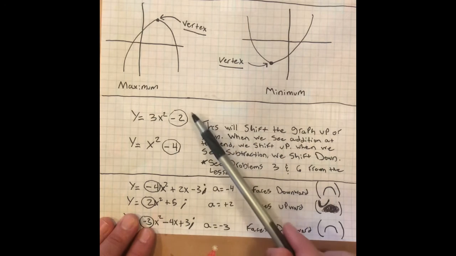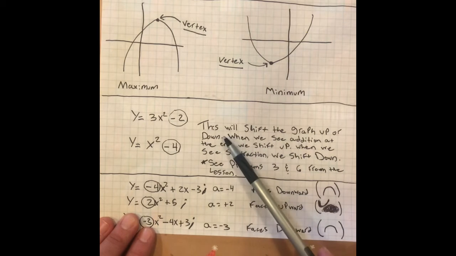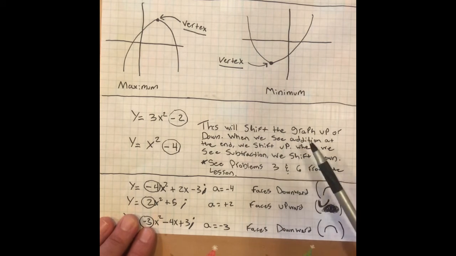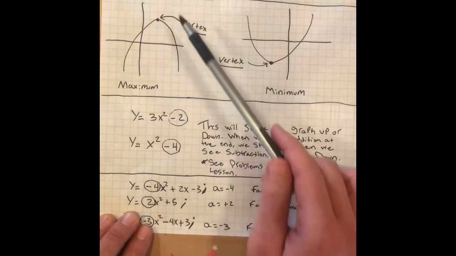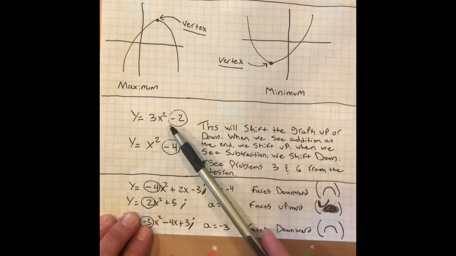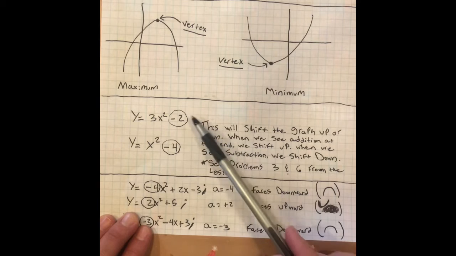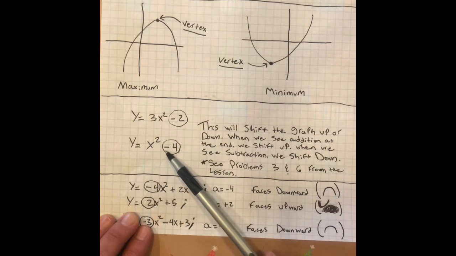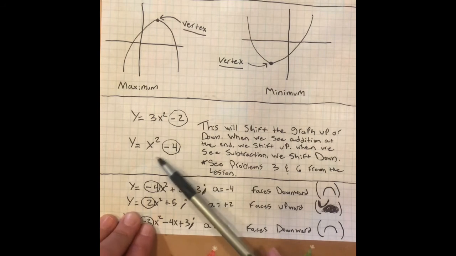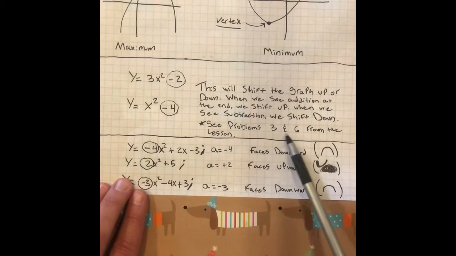So what does c actually do to these graphs? Well, what they're going to do is shift the graph up or down depending on whether it's positive or negative, or subtracting or adding. So if you subtract, you go down. If you add, you go up. So here we would shift down 2 units. Here we would shift down 4 units. If this was a positive, we would have shifted up. Okay, so I hope that's very clear, but it should make more sense when we cover those 2 problems in the lesson.